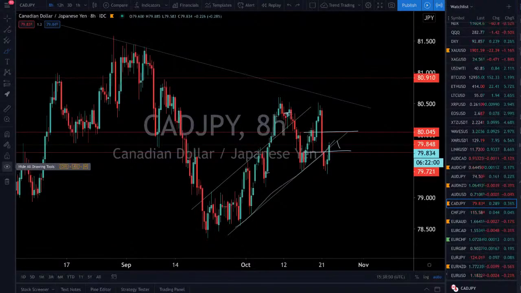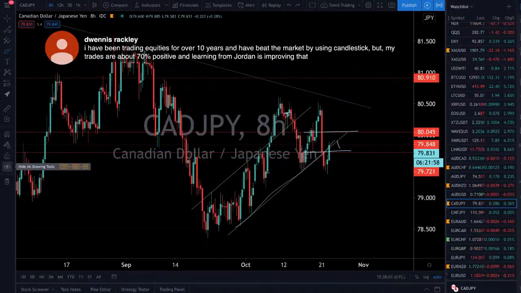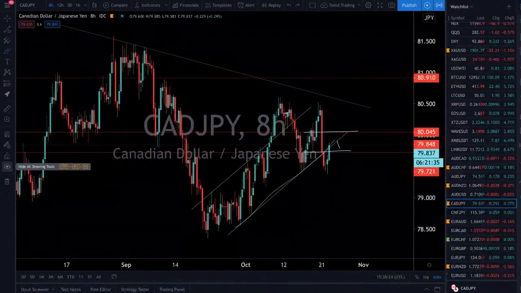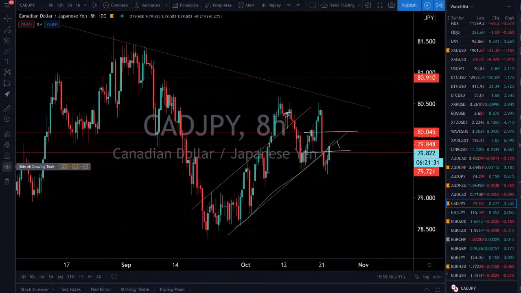I've been trading equities for over 10 years and have beaten the market by using candlesticks, but my trades are about 77% positive, and learning from Jordan is improving that. That's an awesome win ratio, 70%. Also, I'm just pointing out that for the past 12 years in the equity markets, we've been in an enormous bull market. Hopefully you're geared towards the long side on most of your trades.